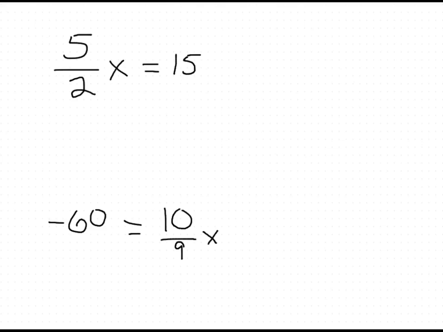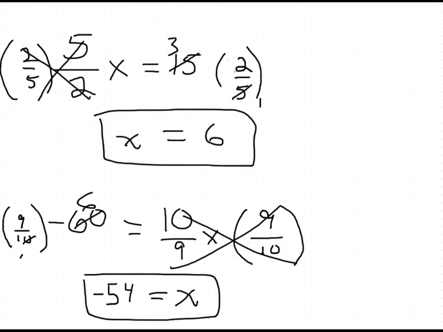Here are 2 problems I'd like you to try. Pause the video, do these on a separate sheet of paper, turn it back on to check when you're done. As you can see, I just multiplied both sides by the reciprocal and reduced. The first one, x equals 6, and in the second one, negative 54 equals x.